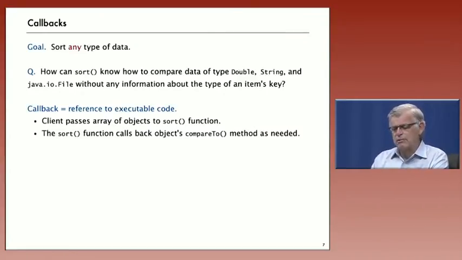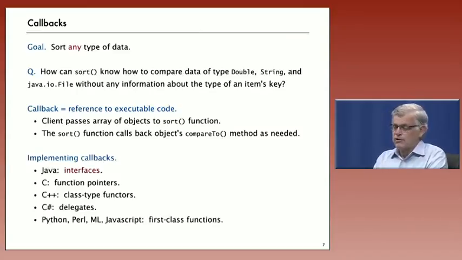we set up a mechanism known as a callback, or a reference to executable code, where the client, by passing an array of objects to the sort function, in Java, there's an implicit mechanism that says that any such array of objects is going to have a compareTo method. Then the sort function calls back the compareTo method associated with the objects in the array whenever it needs to compare two items. There's a lot of different ways to implement callbacks, and that's programming language specific.